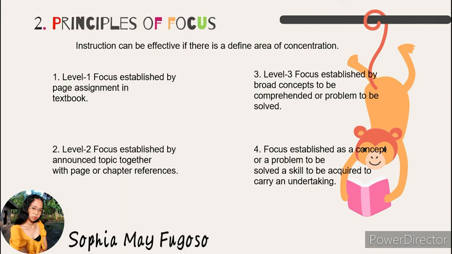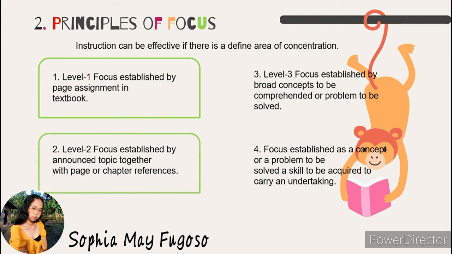Principle of focus. Level 1. Focus established by page assignment in textbook. Example, uniform structure, learning without unity, memorization. Level 2. The focus established by announced topic together with page or chapter references.